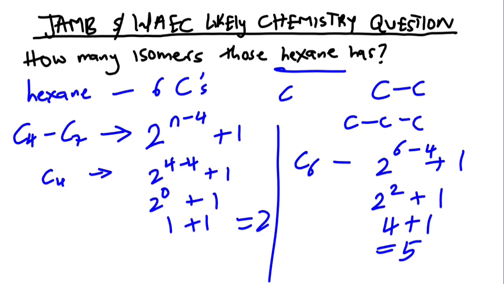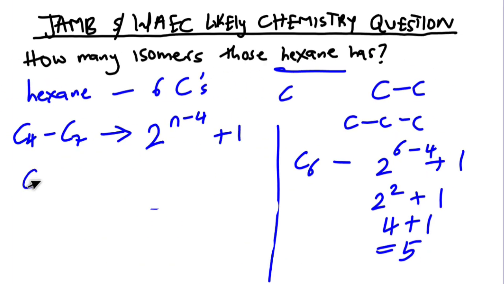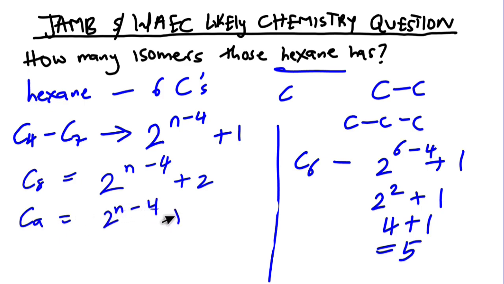Now, what if you were given a compound that is more than 6? When you have 8 carbon, that's octane, the formula is 2 raised to power n minus 4 plus 2. And if you have 9 carbon, that's going to be 2 raised to power n minus 4 plus 3.